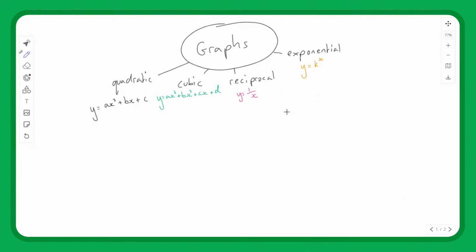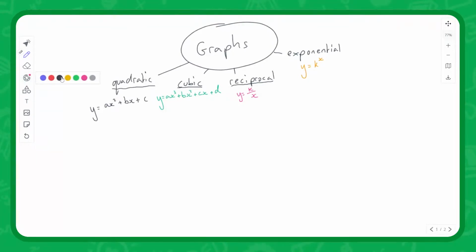Okay, we're looking at graphs today, and there are four main types of graphs we're going to focus on. We've got quadratic. These are anything to do with x squared in them. We've got cubic, which is any equation that has an x cubed in it. We've got reciprocal, which just means 1 over. In this case, it's 1 over x. We could actually generalize this to call this k over x if we wanted to.